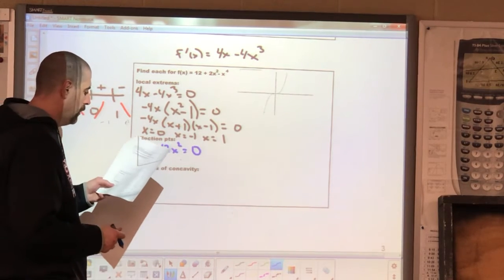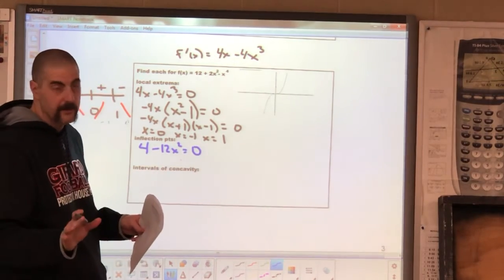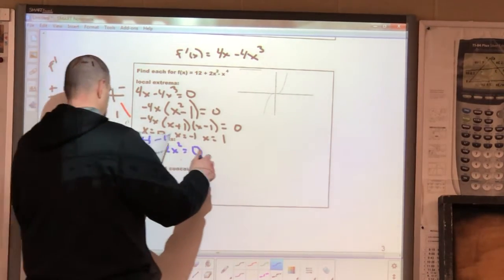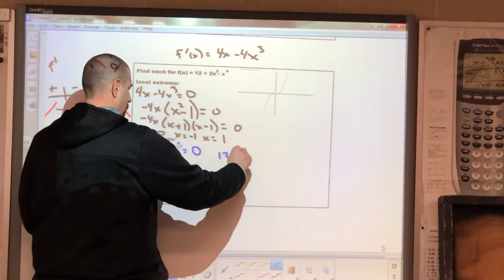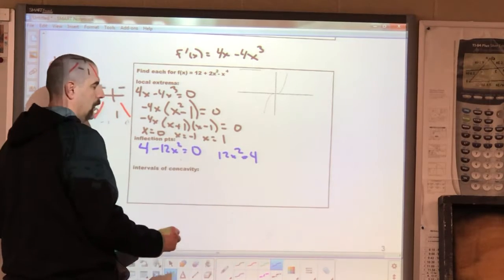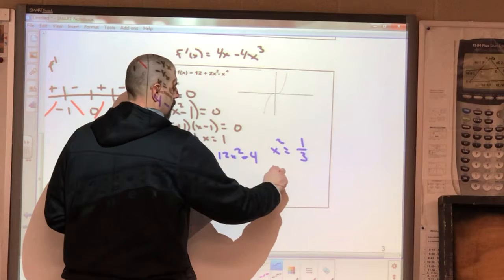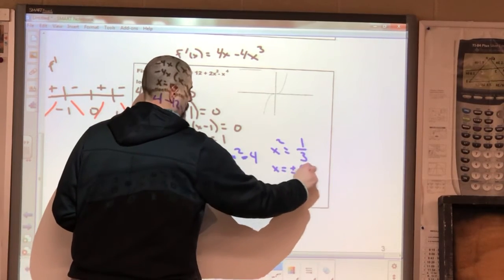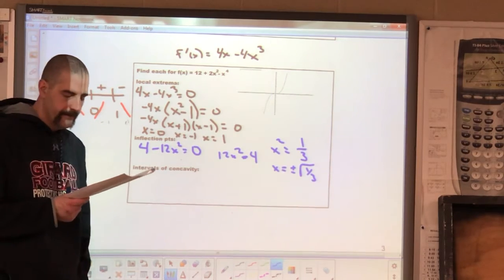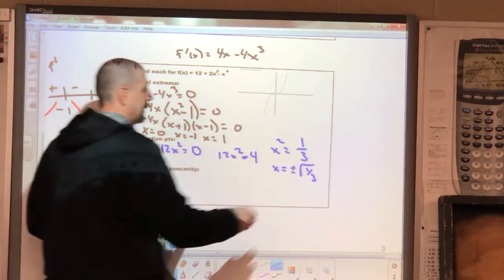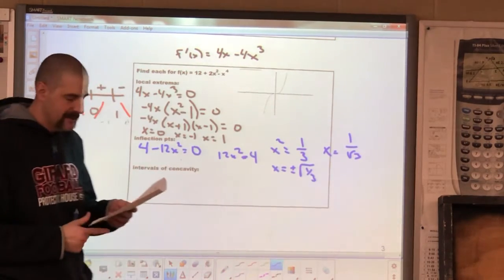All right, you're going to solve that. Okay, now these kind of get ugly, because once you start doing the second derivative, you get these ugly functions. Hopefully, on the final, they wouldn't give you a very difficult one, but you're going to get 12x squared equals 4. So x squared equals 1 over 3. So x equals plus or minus square root of 1/3. Okay? So that's going to be 1 over square root of 3. Don't worry about rationalizing it, doesn't matter.